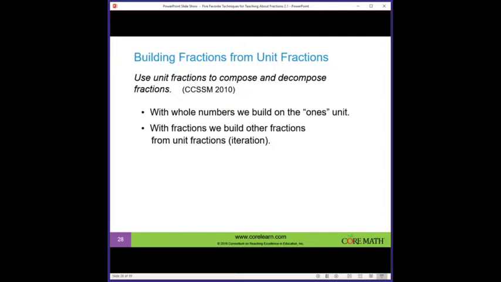Recall that unit fractions are fractions with a numerator of 1. Therefore, whatever the denominator is, and recall, like I said before, the denominator tells us the size of the unit. The fraction represents one of these units. The concept of building quantities from a single unit began with whole numbers, where we build from the ones unit.